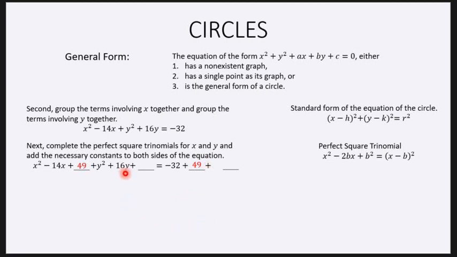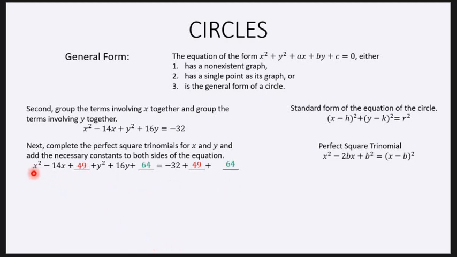The next thing I need to do is figure out what's going to complete the perfect square trinomial for y squared plus 16y. In the same way, this 16 is the value of 2b. So I need to take half of this 16 and square it. Half of 16 is 8, and I need to square 8. 8 squared is 64. So I add 64 to both sides.